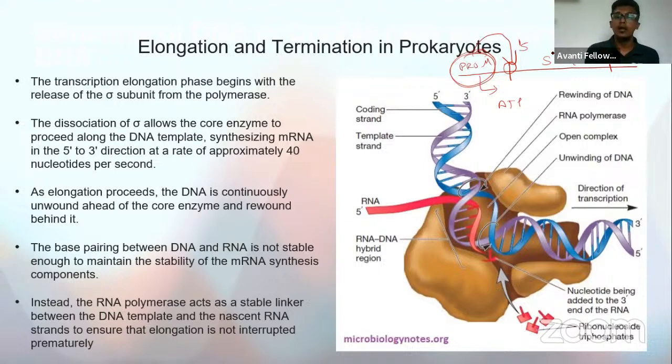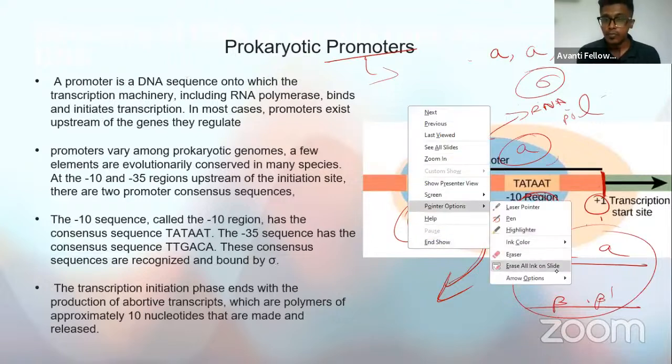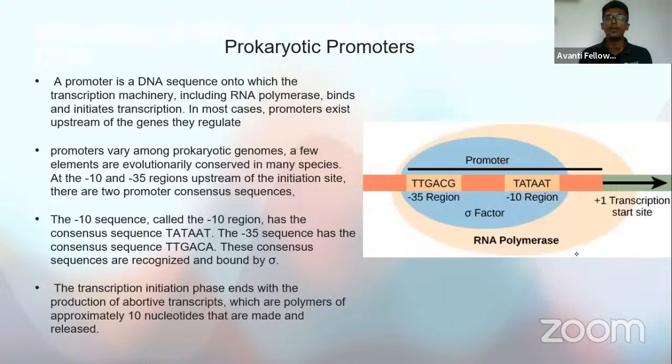Did you understand? So what did we understand in the initiation? In the initiation, we understood that we require something called a promoter sequence, and the promoter sequences are conserved sequences that are present in the gene. So where are they located? If this is the beginning of the gene, before the gene is called upstream. So the upstream regions are called the promoter sequence. In prokaryotes, we have the -10 region and the -35 region. So this is about promoters.